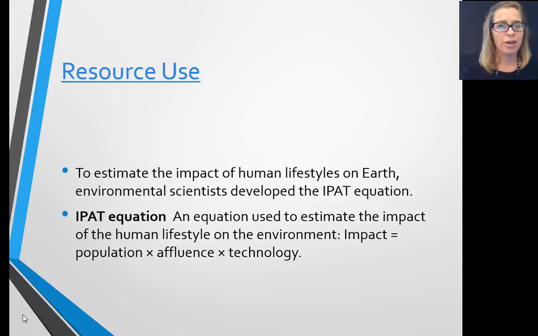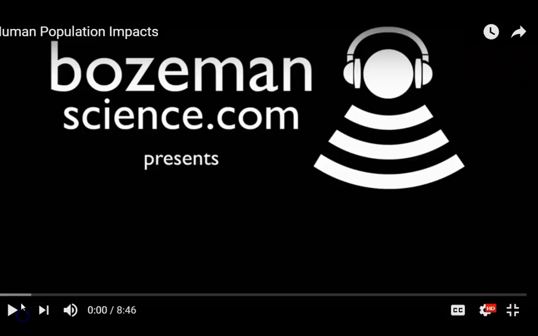So how do we figure out resource use and lifestyle and how that can impact our planet? Well, the way that we figure that out is by using the IPAT equation, and it's just used to estimate the impact of a human lifestyle on the environment. Impact is equal to the population times the affluence of that particular population times the non-sustainable technology. To reiterate part of what I've said and to illustrate the IPAT equation, I'd like you to listen to Mr. Anderson.